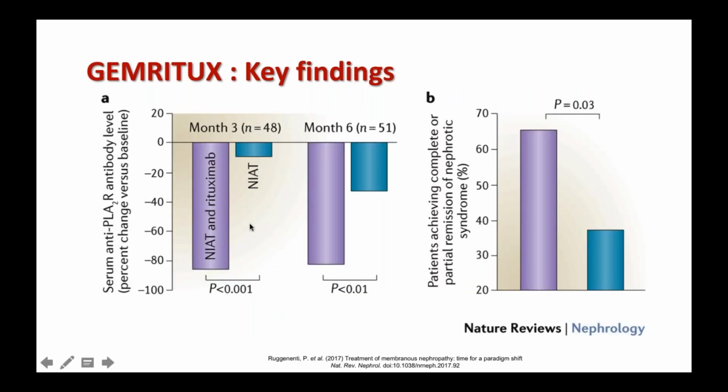The key findings were that when they looked at the serum antiphospholipase A2 receptor antibody level, patients who had received rituximab were much more likely to show a decline in the antibody level both at month 3 and at month 6 compared to patients who were treated with non-specific antiproteinuric therapy alone. And when they looked at patients who achieved remission, either complete or partial, again that proportion was much greater in patients who were treated with rituximab.